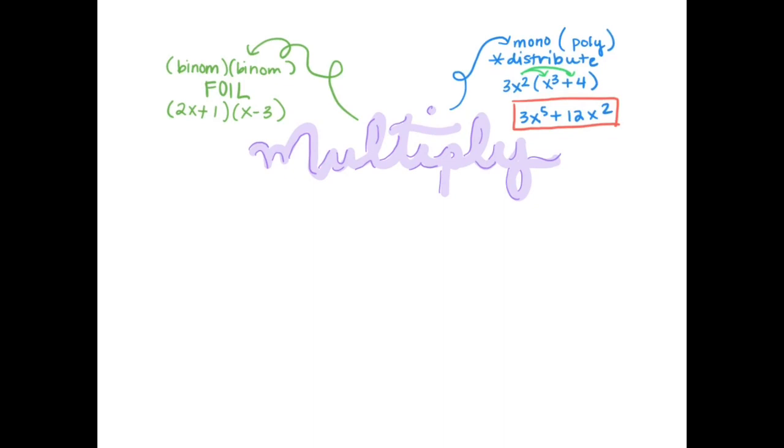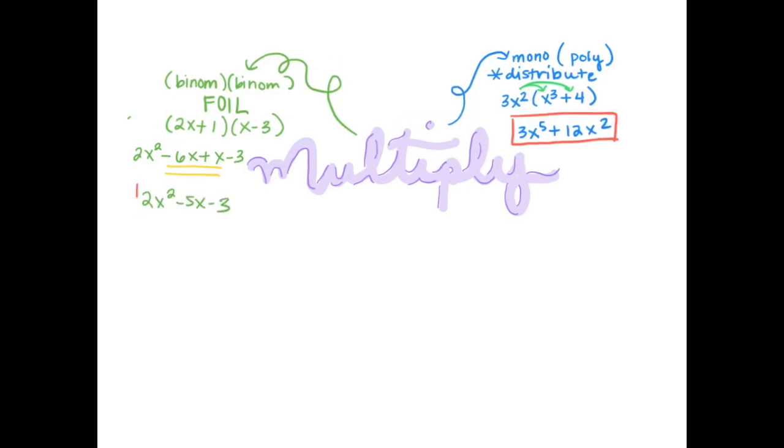When I FOIL this one, I'm going to have 2x squared minus 6x plus x minus 3. Don't forget to combine your like terms in the middle for 2x squared minus 5x minus 3.